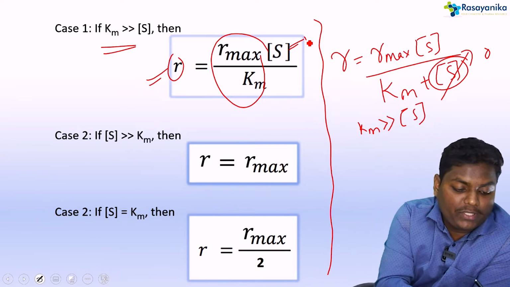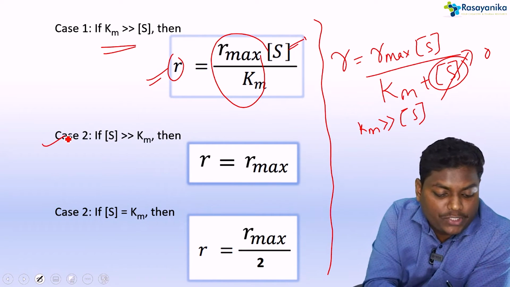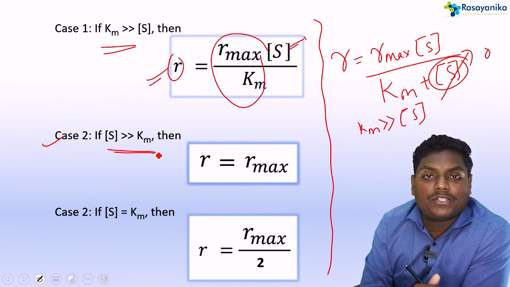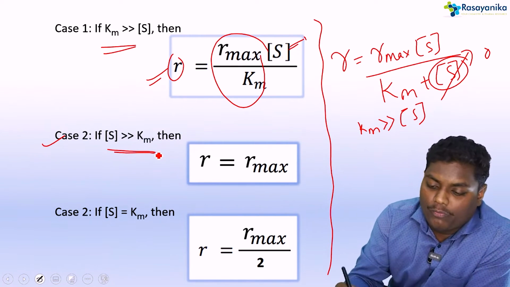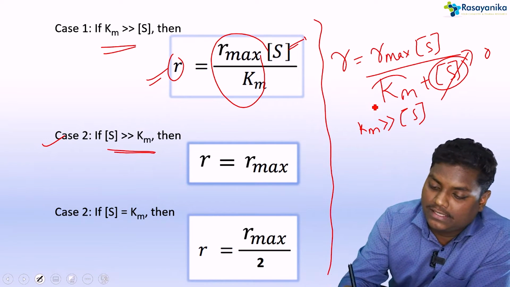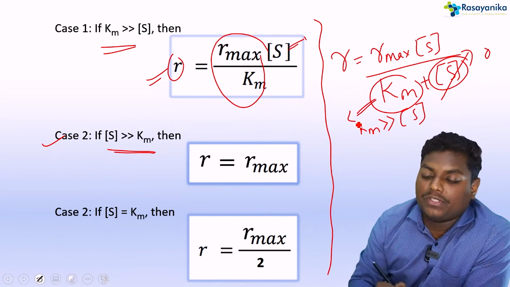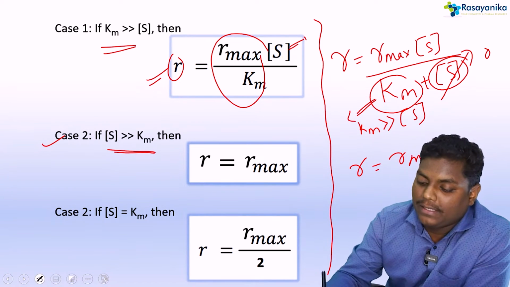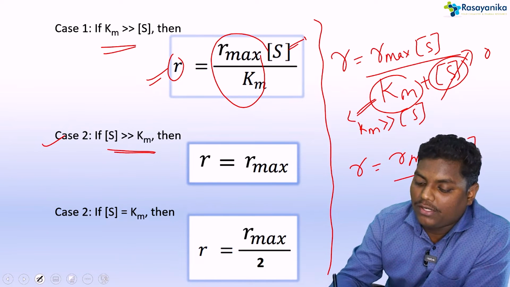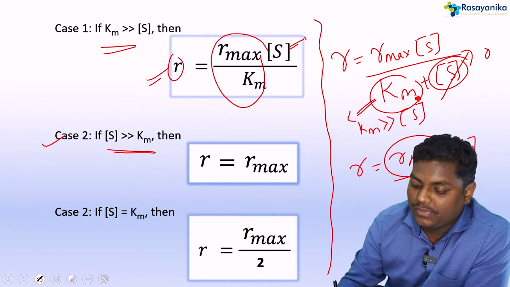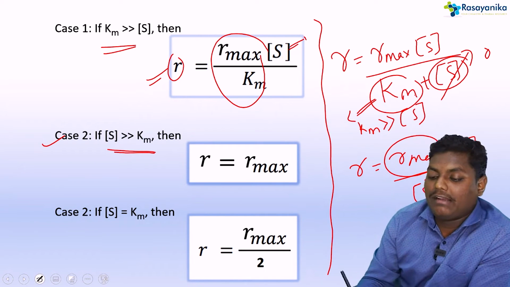Hence our equation will become this: the rate will be first order with respect to the concentration of the substrate. Now coming to the second case where the substrate concentration is very large in comparison to Michaelis Menten constant, what will happen? The Km will be negligible. So eventually we are left with the maximum velocity, or the maximum rate that we can achieve.